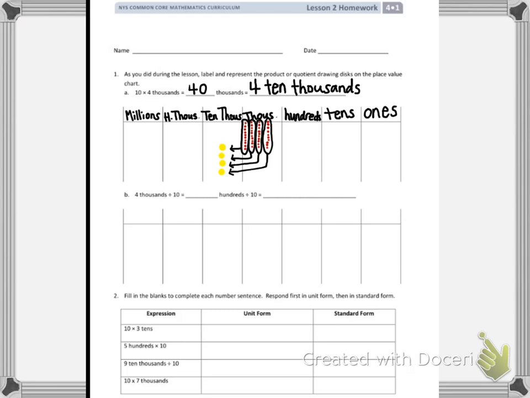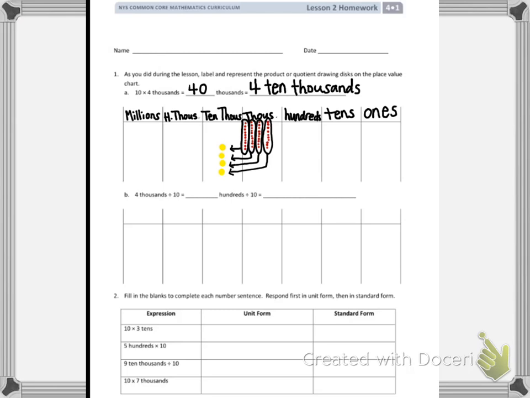Okay, the next problem we're going to do on lesson 2 is number 2. We're going to fill in the blanks to complete each number sentence. You need to respond first in the units form, then in standard form. Let's start with the first problem, 10 times 3 tens. We're going to go in unit form first.